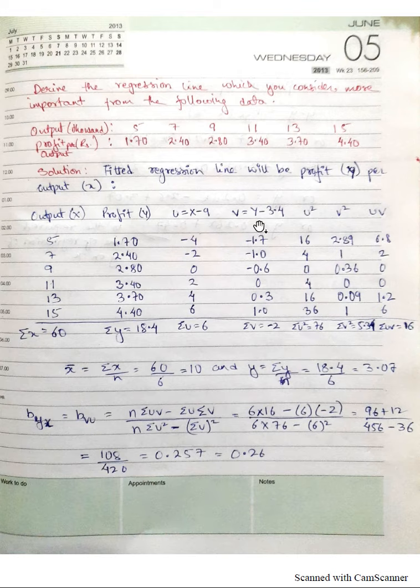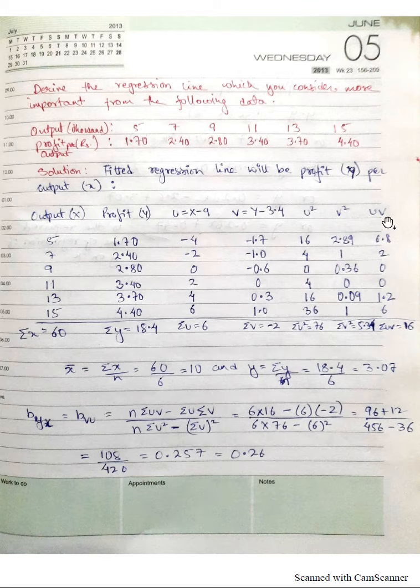Again, summation v square, we take the square of this. Square of minus 1.7 is equal to 2.89. The square of minus 1 is equal to 1. The square of minus 0.6 is equal to 0.36. The square of 0 is equal to 0. The square of 0.3 is equal to 0.09, and the square of 1 is 1 itself. So we add all this together, and summation v square will be equal to 5.34.